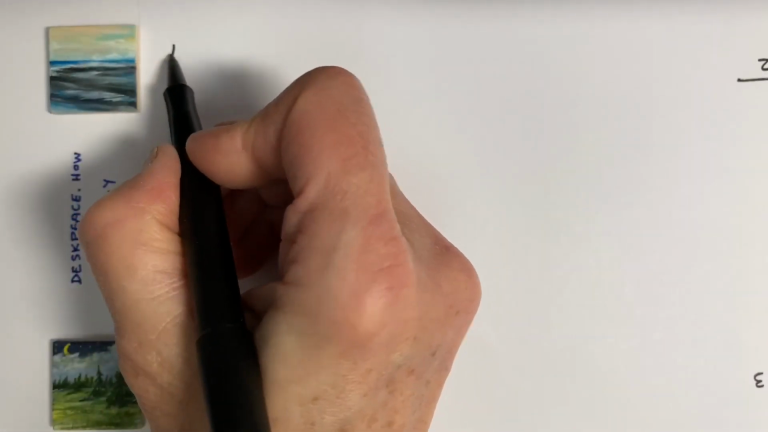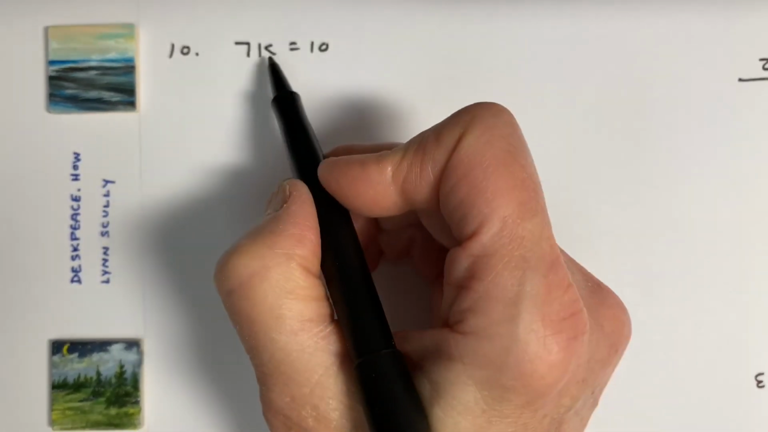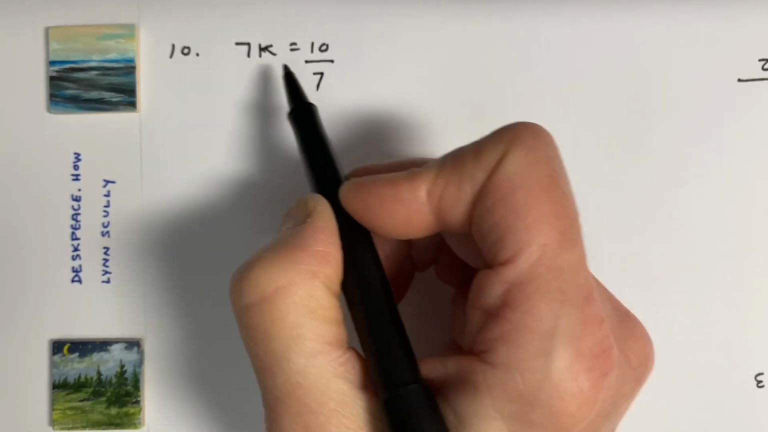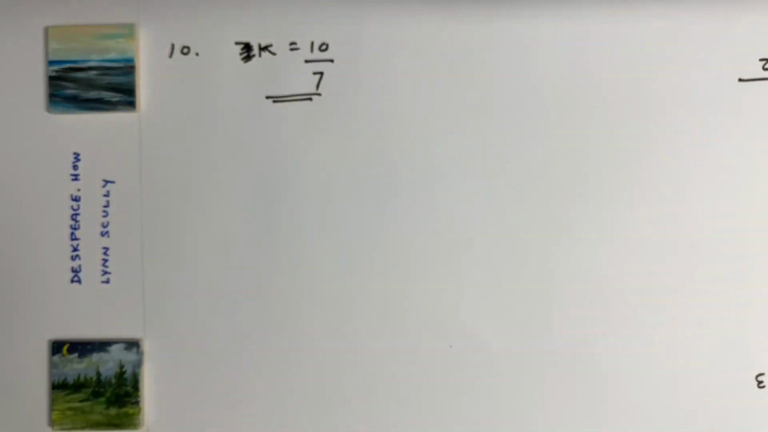Number 10. I have 7k equals 10. K is my unknown. 7 is attached by multiplication. I'm going to move it by division to the other side of the equal sign. And I'm getting k equals 10/7.